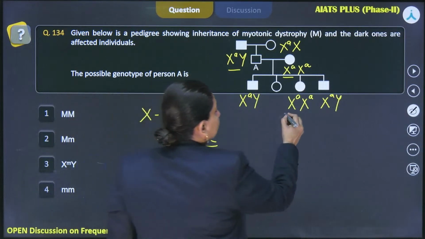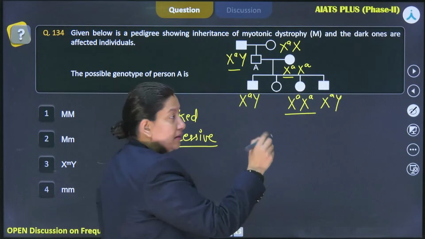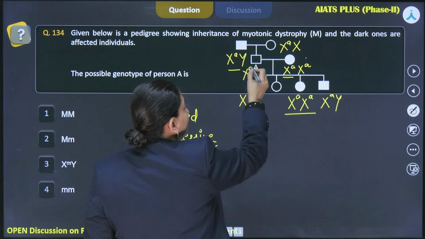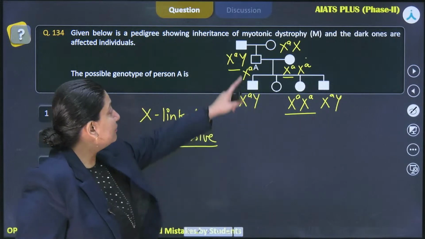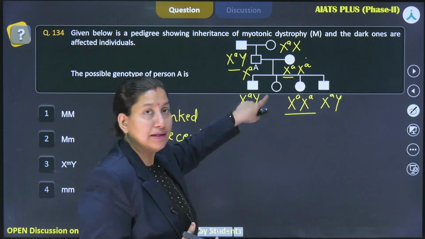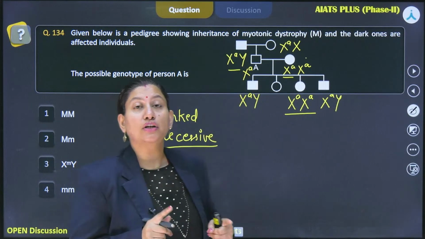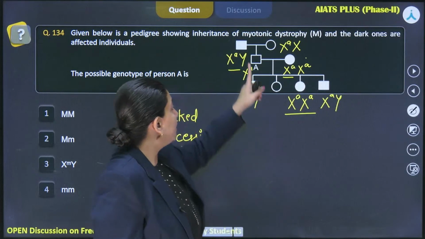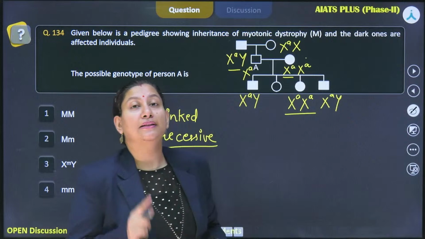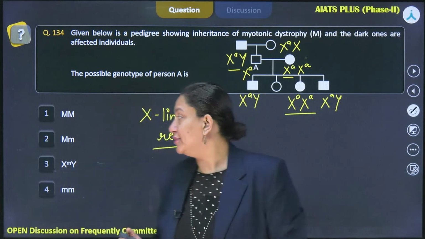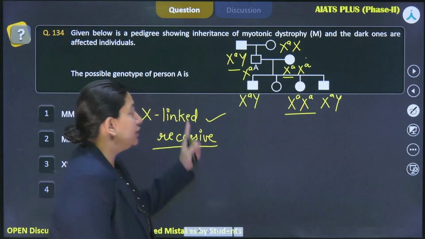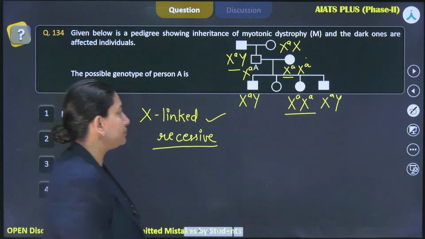Now coming over here. This particular female must have got one XA from the mother and another from the father, right? And males have only one X chromosome. So if this particular allele had come from the father, he should have been affected. And as you can see over here that he is unaffected, we can infer that this pedigree does not suit the inheritance pattern of an X-linked recessive disorder, right? So for that, it's not true.